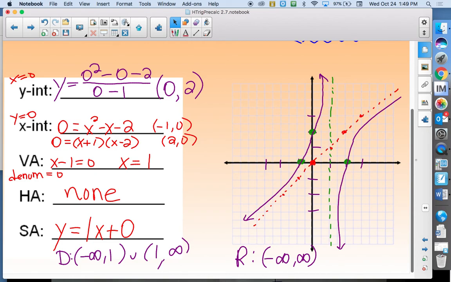Questions? So the slanted asymptote doesn't affect the domain. It does not affect the domain because it's still skimming and stopping at x equals 1. So the domain always is just from the vertical asymptote. Other questions? So why don't you try and see if you can start the next one.